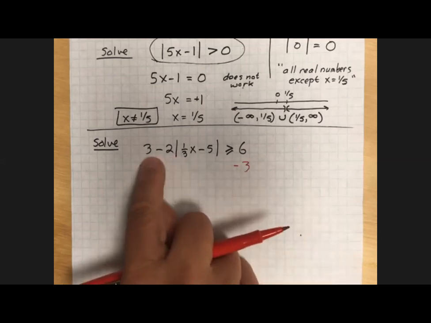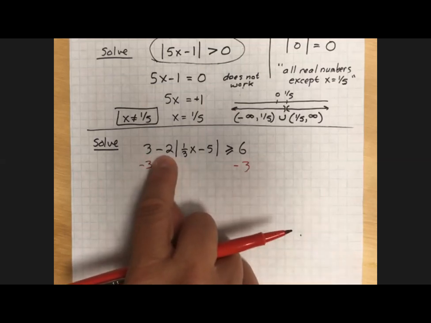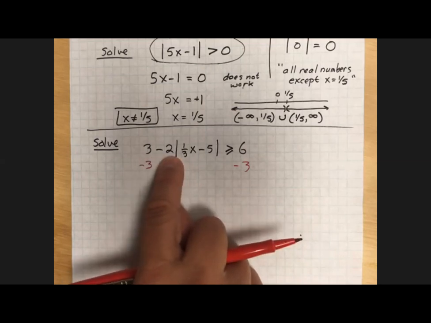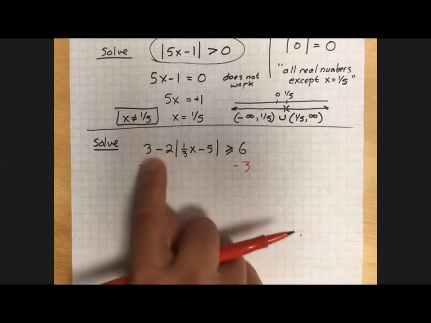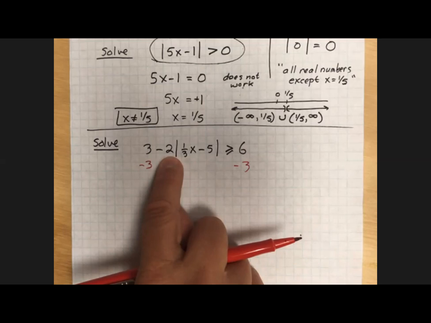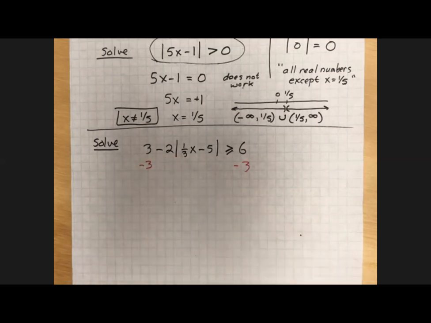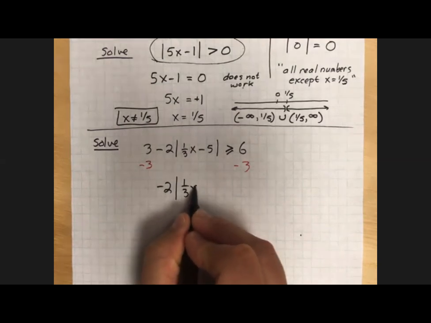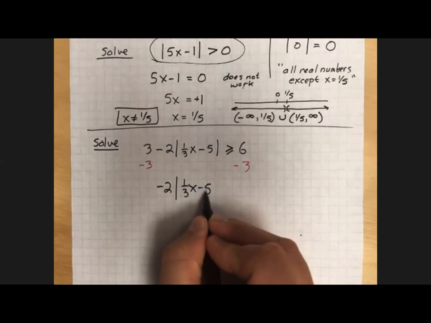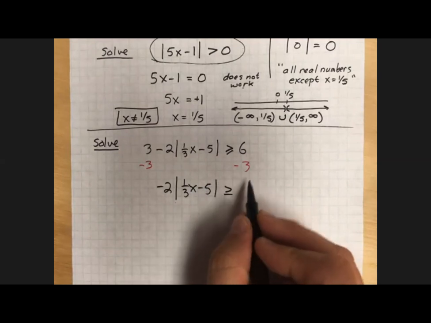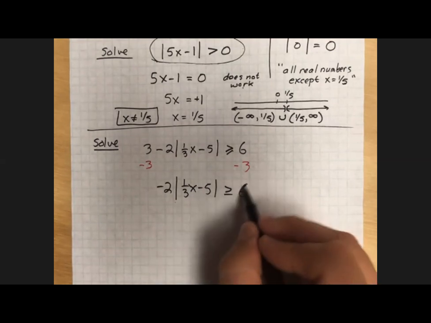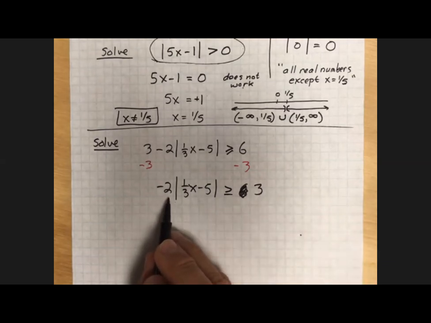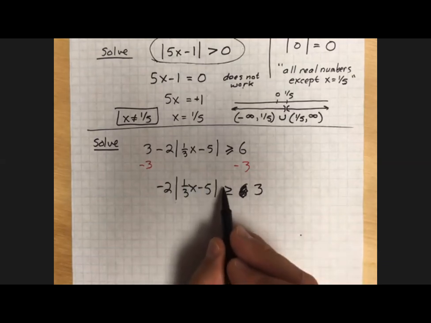Don't. That is a very strong temptation to say, oh, I know, 1. No, that 3 is a single. This 2 is married. This 2 is married to this. And so the 3 and the 2 don't mix. Okay, subtract 3, and now I got... I think I gave you sports analogies in earlier sessions. Whoops. Can't type and can't write and talk at the same time. Okay, -2 times absolute value of 1/3 x minus 5 is greater than or equal to 3.